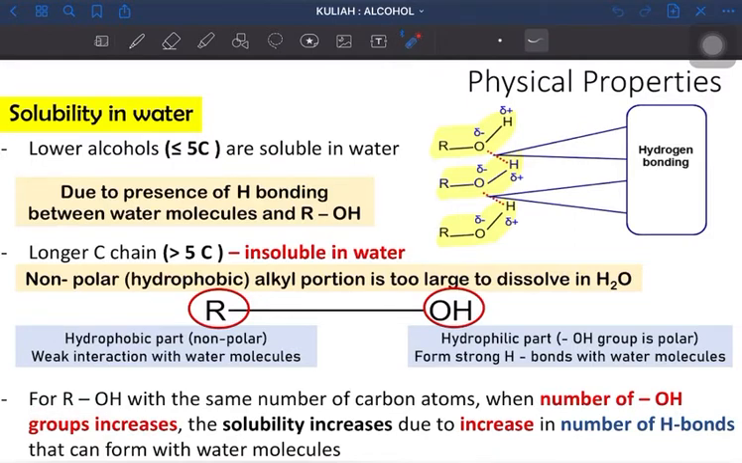Faktor yang kedua lah, kita ada kalau untuk alkohol yang ada same number of carbon atom, kita akan tengok number of OH lah. Kalau number of OH dia increase, solubility dia akan increase due to increase in number of hydrogen bonding that can be formed with water molecule. So lagi banyak lagi OH group, lagi senang dia nak form hydrogen bonding, makanya dia lagi soluble. Okay, tapi kalau lagi panjang kita punya carbon chain, dia lagi banyaklah part hydrophobic dia, jadi lagi susah untuk dia dissolve dalam water.